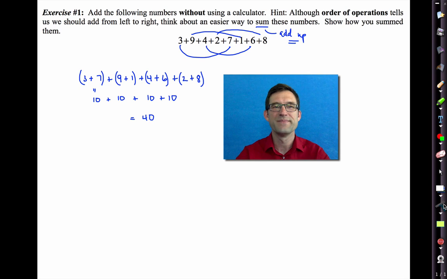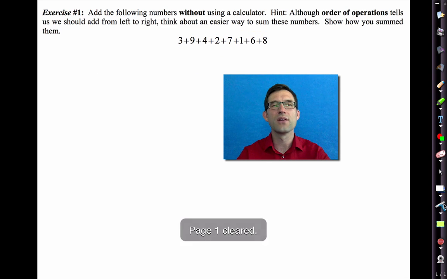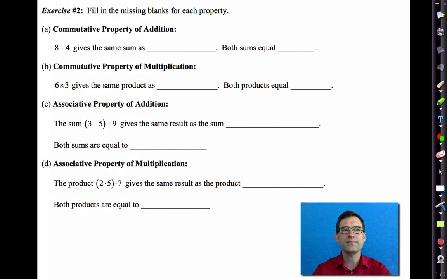All right, here we go. Let's take a look at the next exercise. All right, so all of these properties have important names, and they are names that we want you to know. Terminology is important. So the first property is called the commutative property of addition.